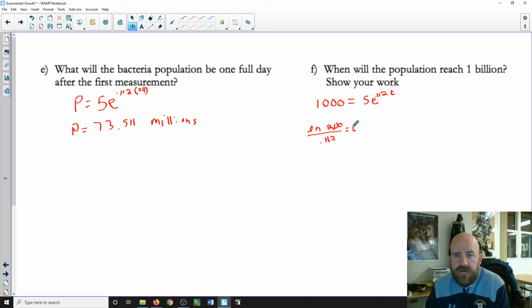And this would give us, let's see, I think it's close to 2 days. Divide by 0.112. Yep, we get 47 hours. Let's see, 47.306 hours.